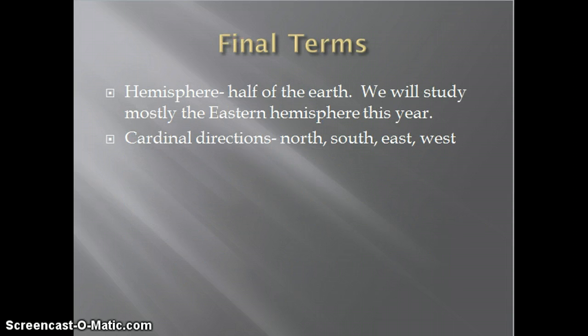The final terms, one of them is hemisphere, and hemisphere is a term that we will refer to at different times. You may be asked to identify a certain location in the Eastern Hemisphere or in the Northern Hemisphere. And so you need to know what a hemisphere is so that we can locate whatever is in that hemisphere. It simply means half of the Earth. The prefix there, hemi, always means half. We'll study mostly the Eastern Hemisphere this year.